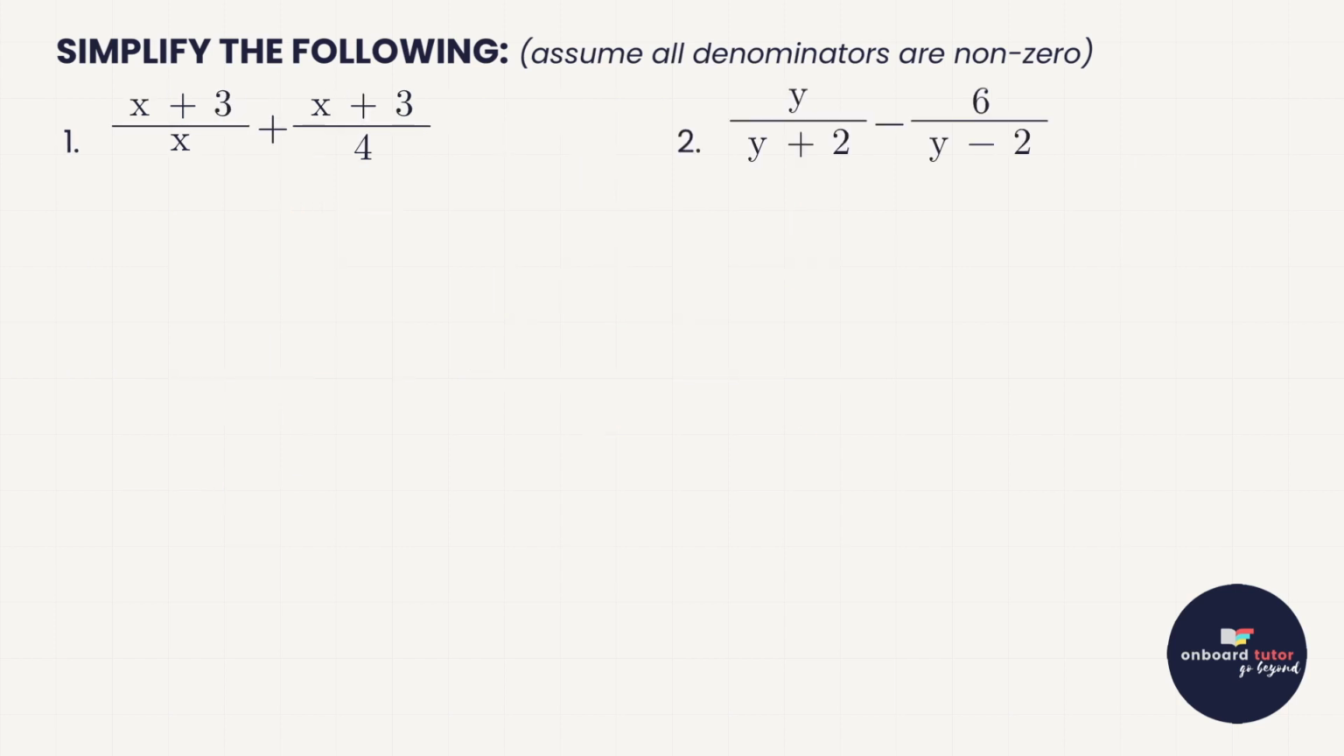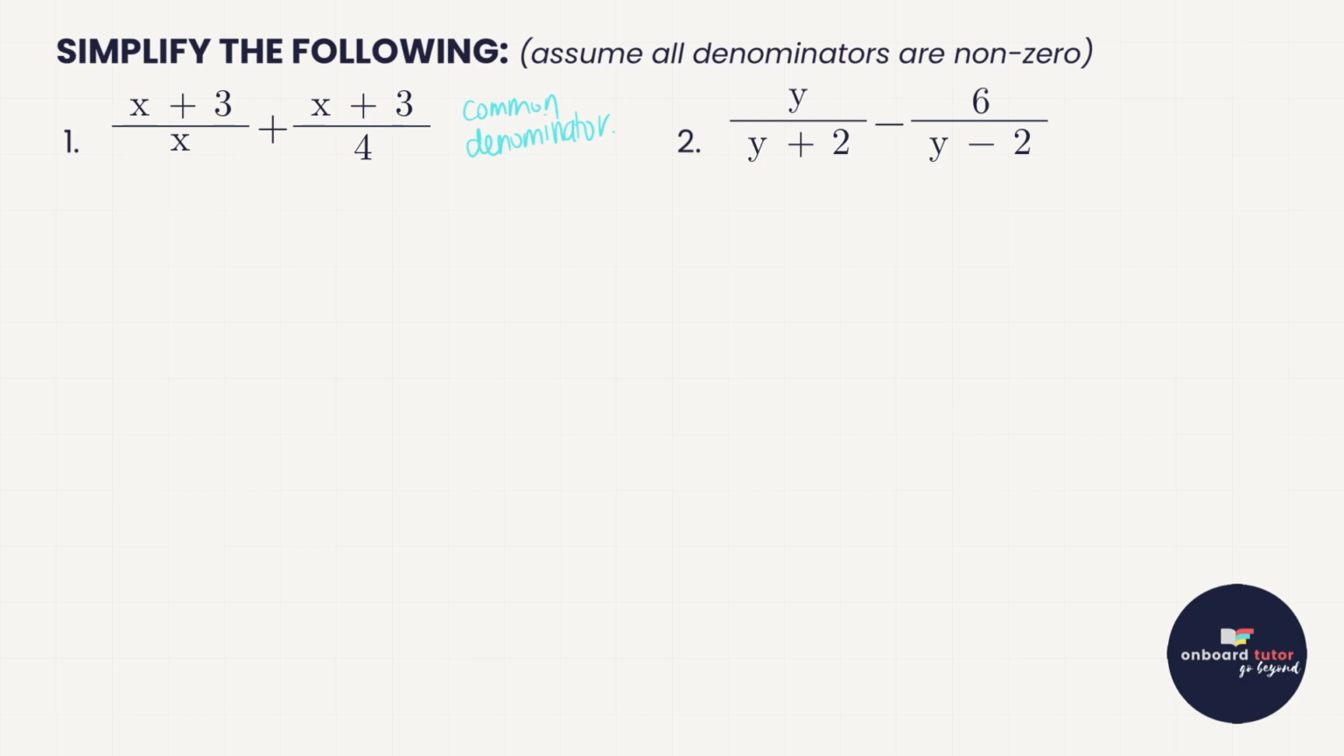Okay, have a look at this. x plus 3 over x plus x plus 3 over 4. The difference now is we're no longer multiplying and dividing. We are now adding. And so in order to do that, I need to get a common denominator. So looking at the denominators I have, I've got an x and a 4. And between the two of them, I'm going to have to just make an algebraic denominator here of 4x.